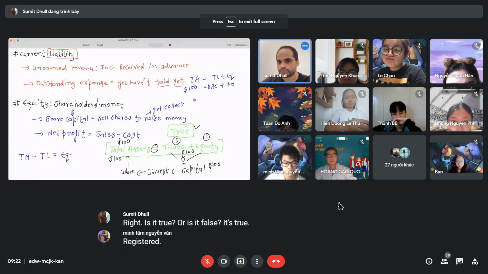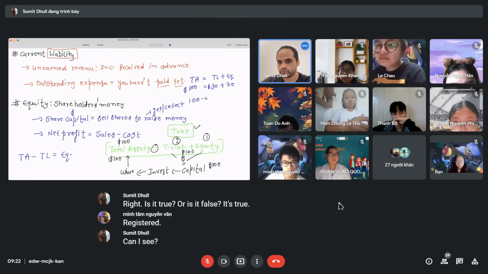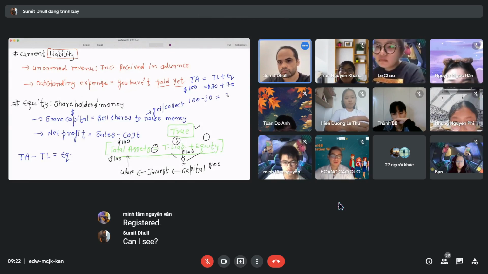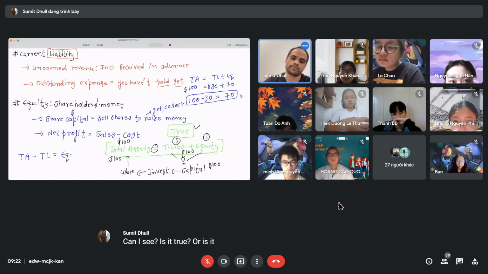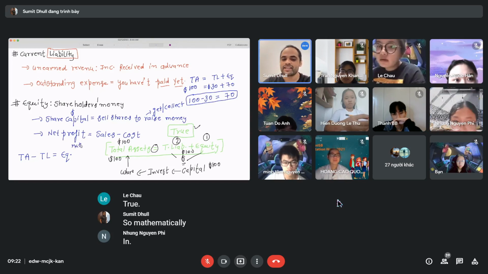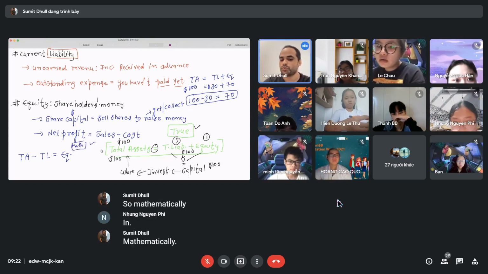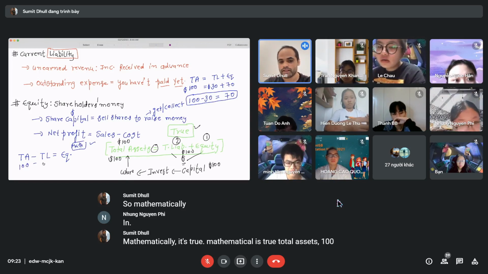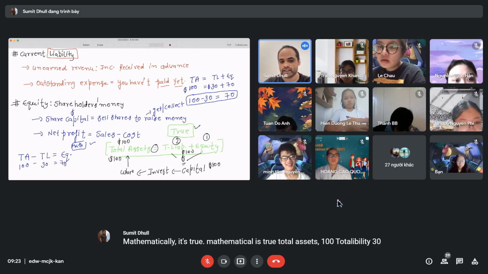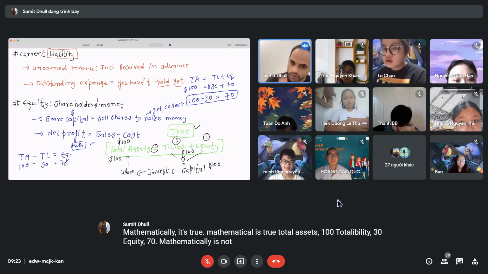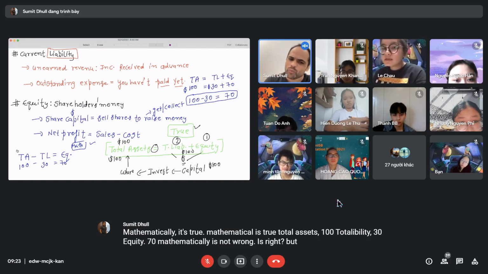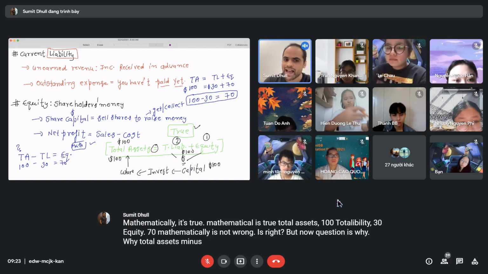Can I say it another way? Is it true or is it false? True. So mathematically it's true. Total assets 100, total liability 30, equity 70. Mathematically it is not wrong, it is right. But now the question is why? Why is total assets minus total liability equity?